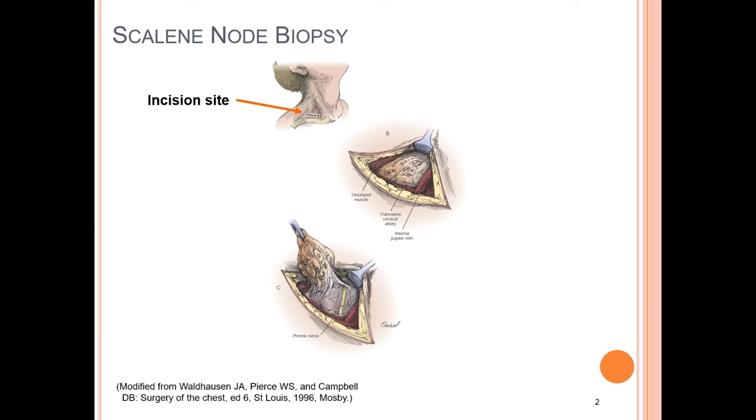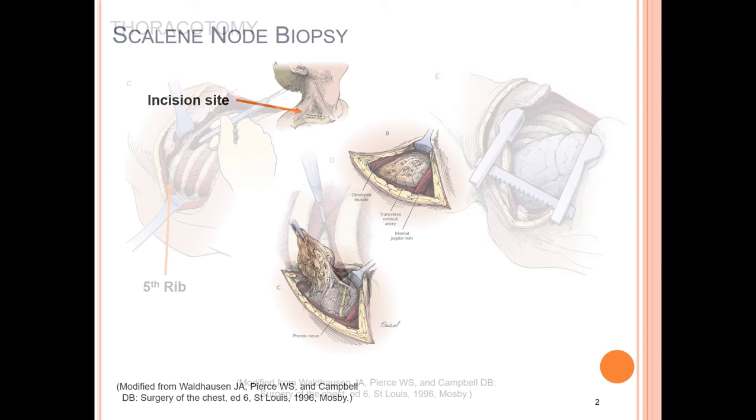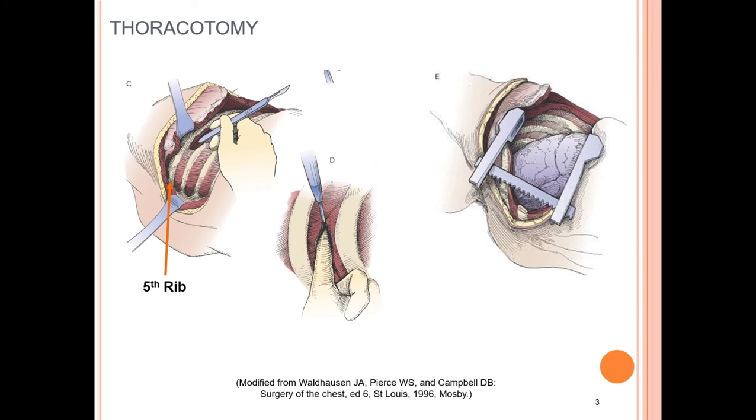Typically, a scalene node biopsy is done along with a bronchoscopy. If the nodes are positive, they will look at treatment options because the cancer has already spread. If the nodes come back negative, they will proceed with a thoracotomy or a thoracoscopy to remove the cancerous lung lesion. A thoracotomy is an open surgery of the thoracic cavity.